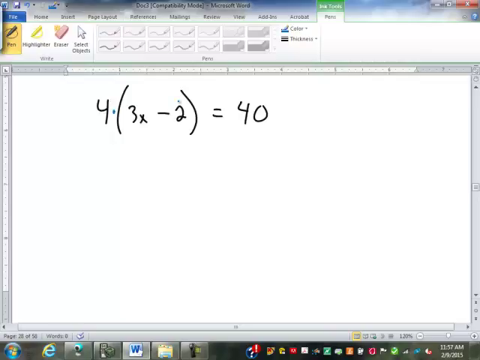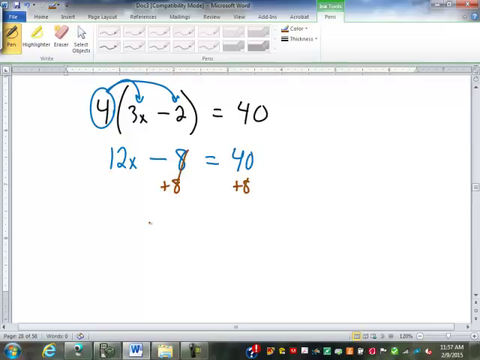It is 4 times the parentheses, so we have to distribute the 4. 4 times 3x is 12x. And then 4 times negative 2 is a negative 8. And now we can solve. Of course, we're going to add 8. 12x is 48. And we'll divide by 12. X equals 12.